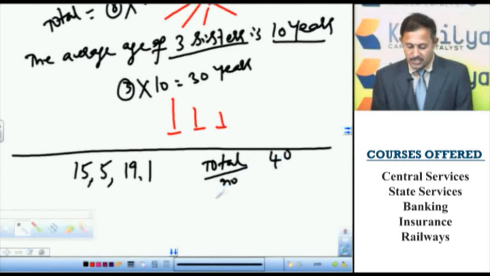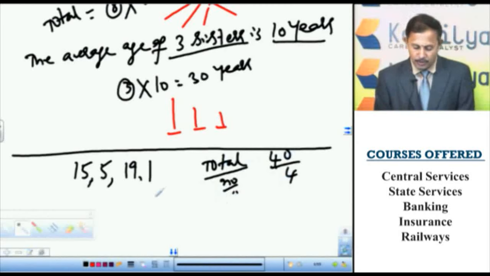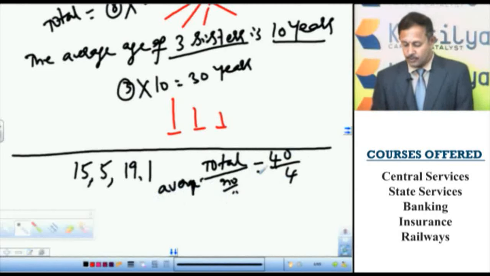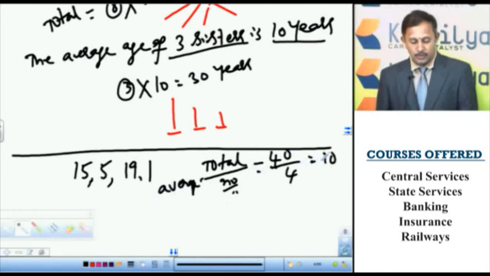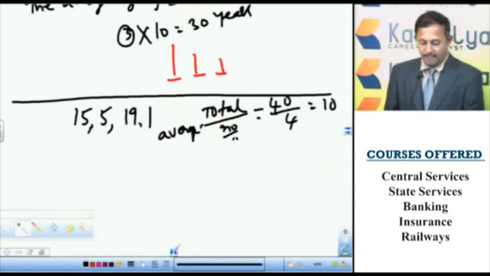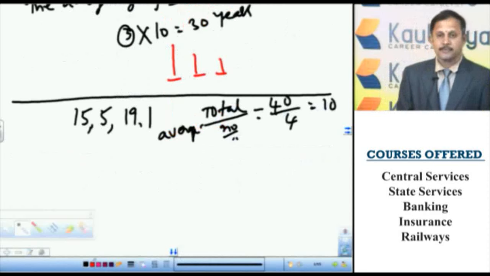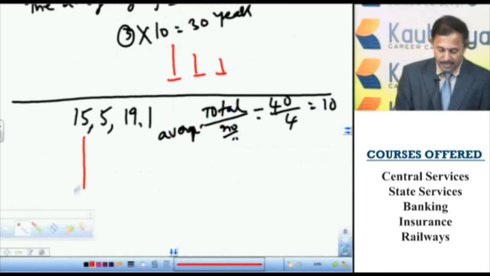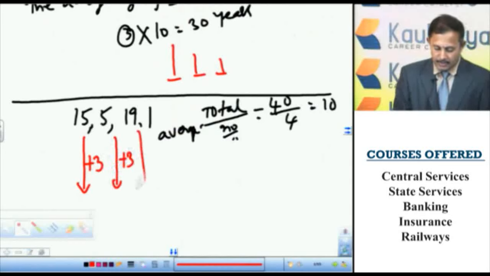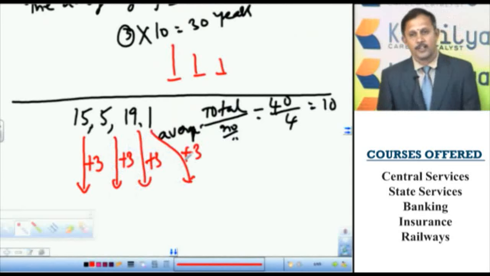And what is the number of elements in this group? 4. But as I said earlier, total is 40, number of elements is 4. So therefore we can calculate the average as total by number of elements, which is equal to 10. So let us observe one condition. Suppose each element is increased by 3, or in other words, let us add 3 to all the elements.